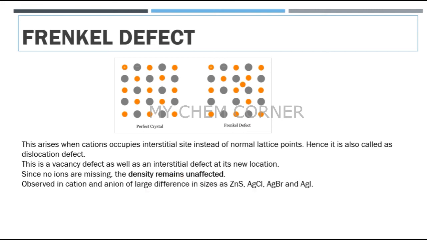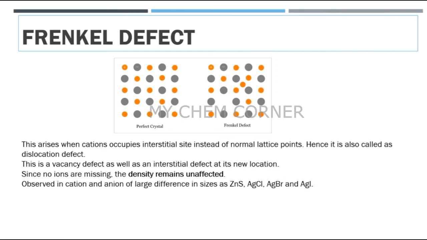Now, in what type of ions are they observed? In those ions whose cation and anion have a large difference. They need that difference, only then the cation can sit in the interstitial site. If they are of comparable sizes, what will happen? The size of the cation and the anion will be similar. So the cation cannot really sit in the interstitial site. So in this case, you should have cation and anion which differ in a large difference. Example here is zinc sulfide, AgCl, AgBr and AgI. These cations and anions have a huge difference between them.